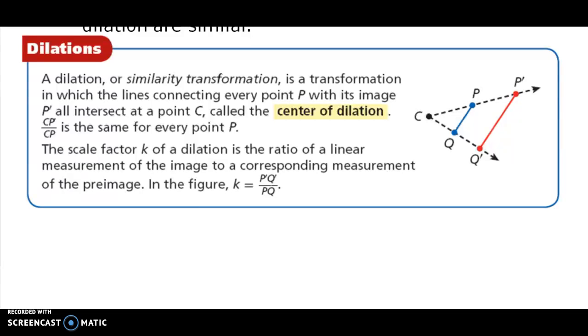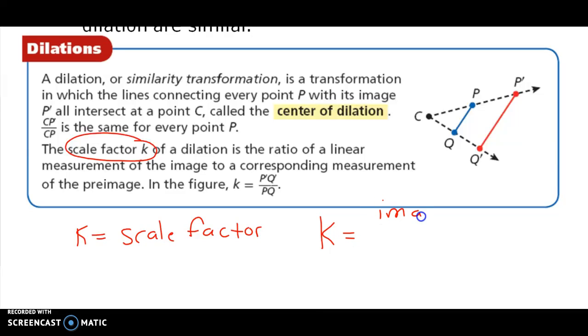Now, you'll want to write this down on your piece of paper somewhere. This new value K, we call it the scale factor. K is the scale factor, and the way we find K is we take the image and we divide it by the pre-image.